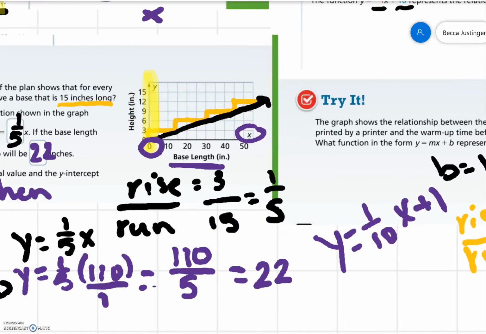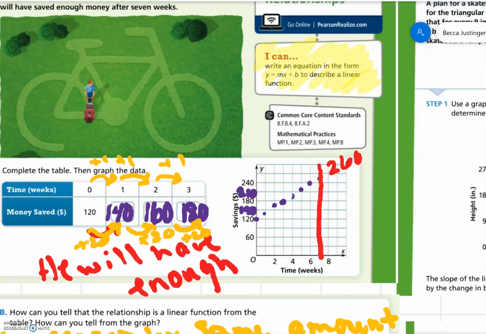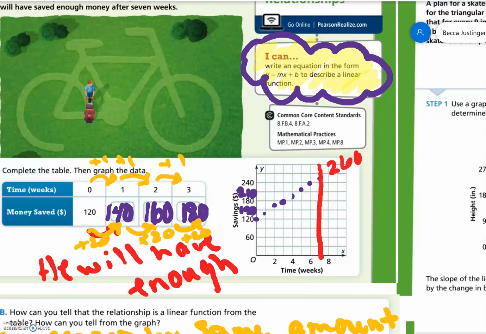All right, 8th grade, let's say it. I can write an equation in the form y equals mx plus b to describe a linear function.